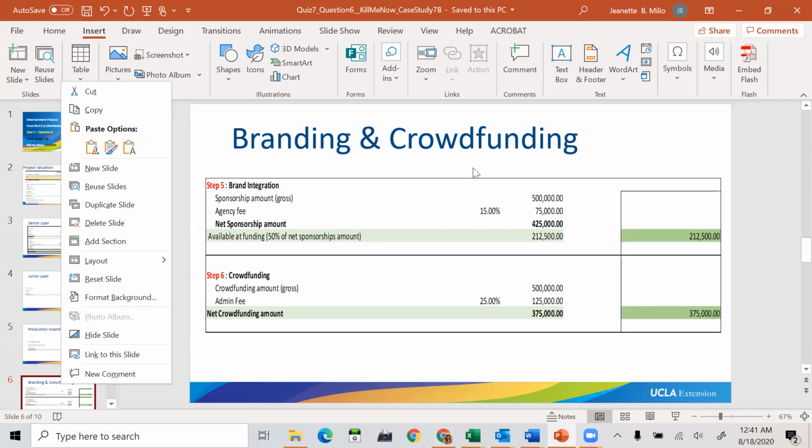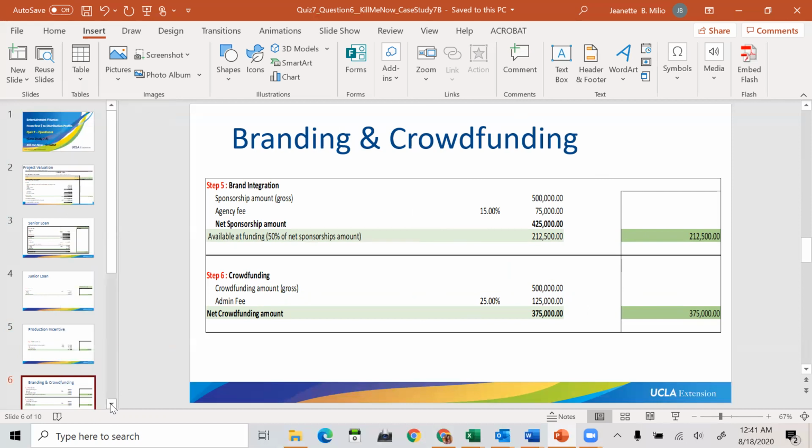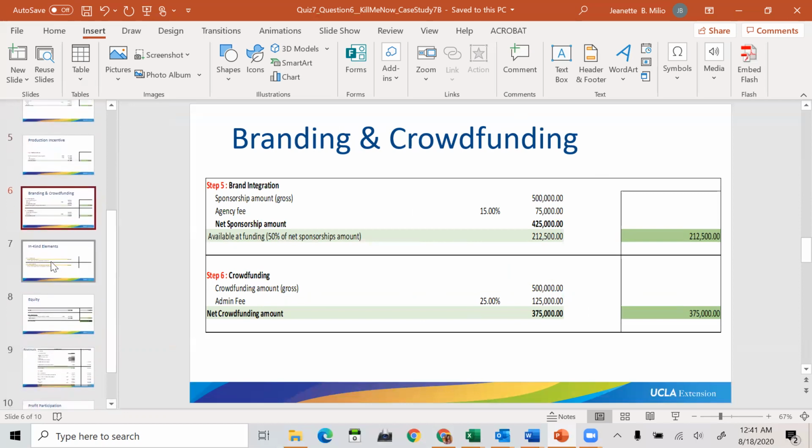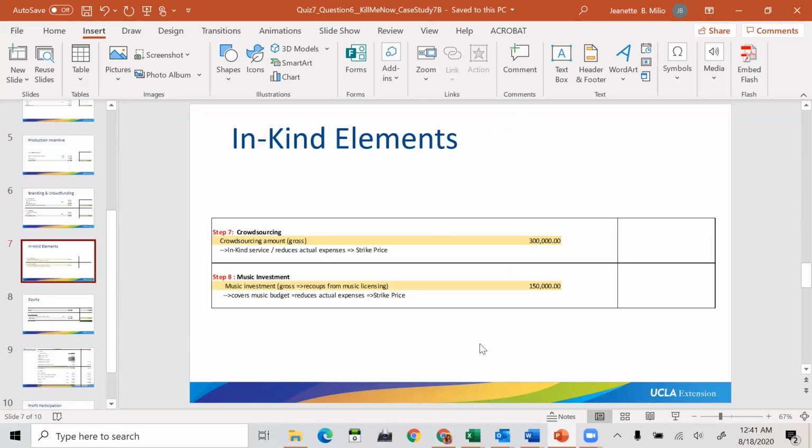This has not changed. It's the same amount as in your case study in the module. Nothing has changed here, still the same. And then we go down here into the in-kind elements. Now these are the elements that you are using to deduct from your budget.